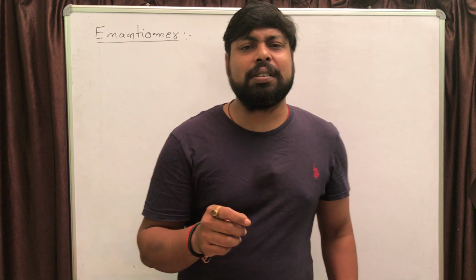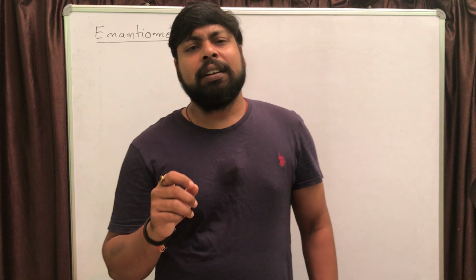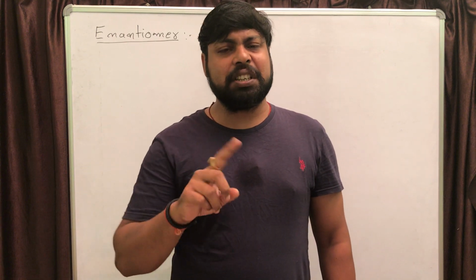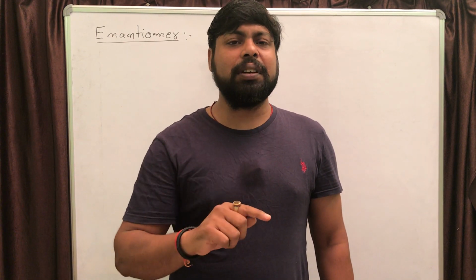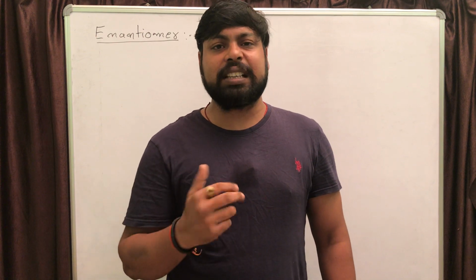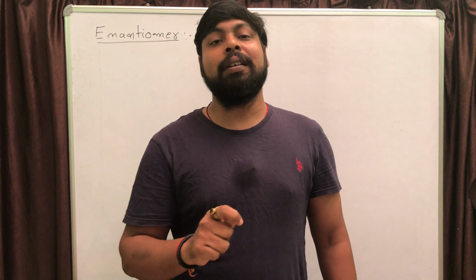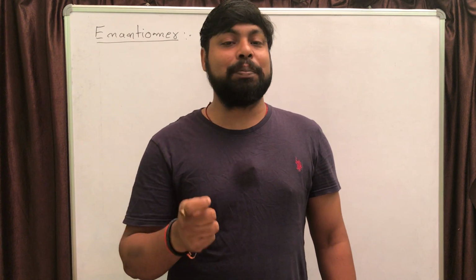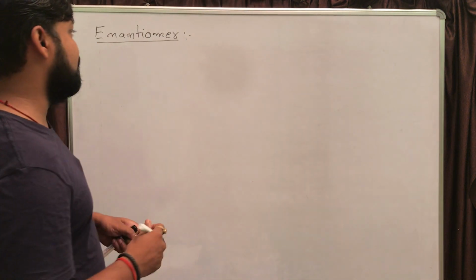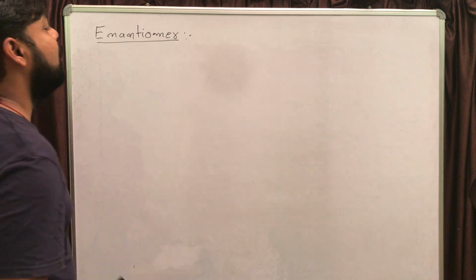For enantiomers, we can note down that there is only one property which is different. Their behavior towards plane polarized light is different. Enantiomers have different behavior towards plane polarized light. Let's write the definition first, then we will discuss.